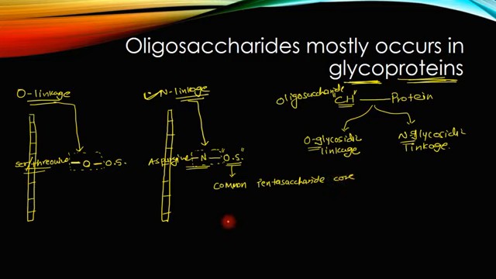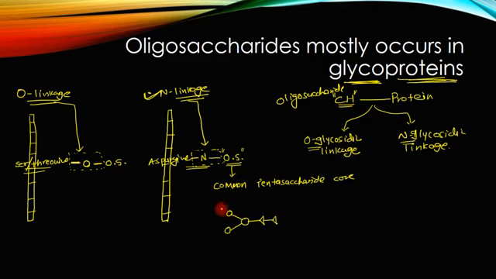This common pentasaccharide core has 3 mannose molecules. The mannose is shown by this circle diagram. These mannoses are bonded like this. So these are 3 mannose molecules bonded with each other, and 2 N-acetyl glucosamine. So 1 and 2, this triangle shows N-acetyl glucosamine. So whenever we have an N-linked glycoprotein, at that time we have the common pentasaccharide core.